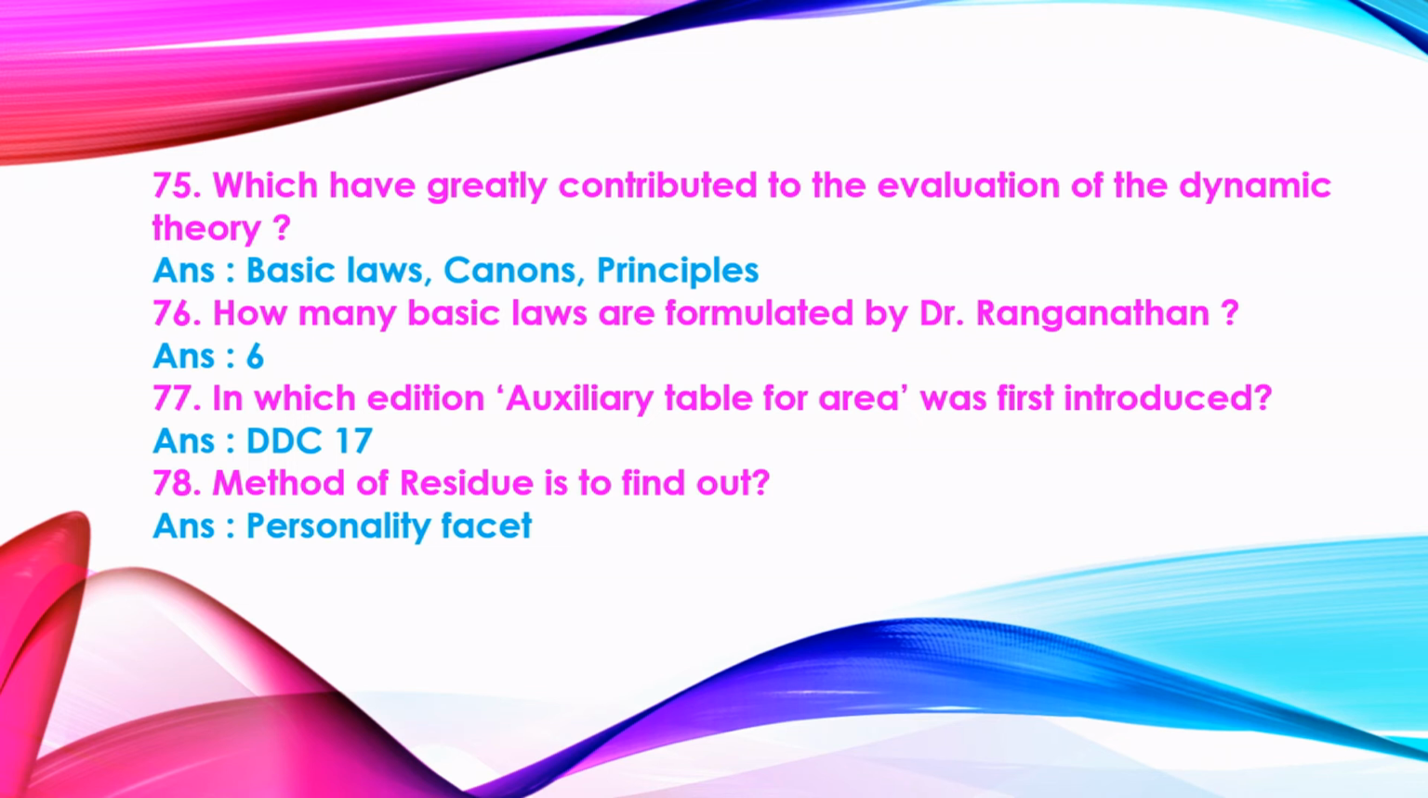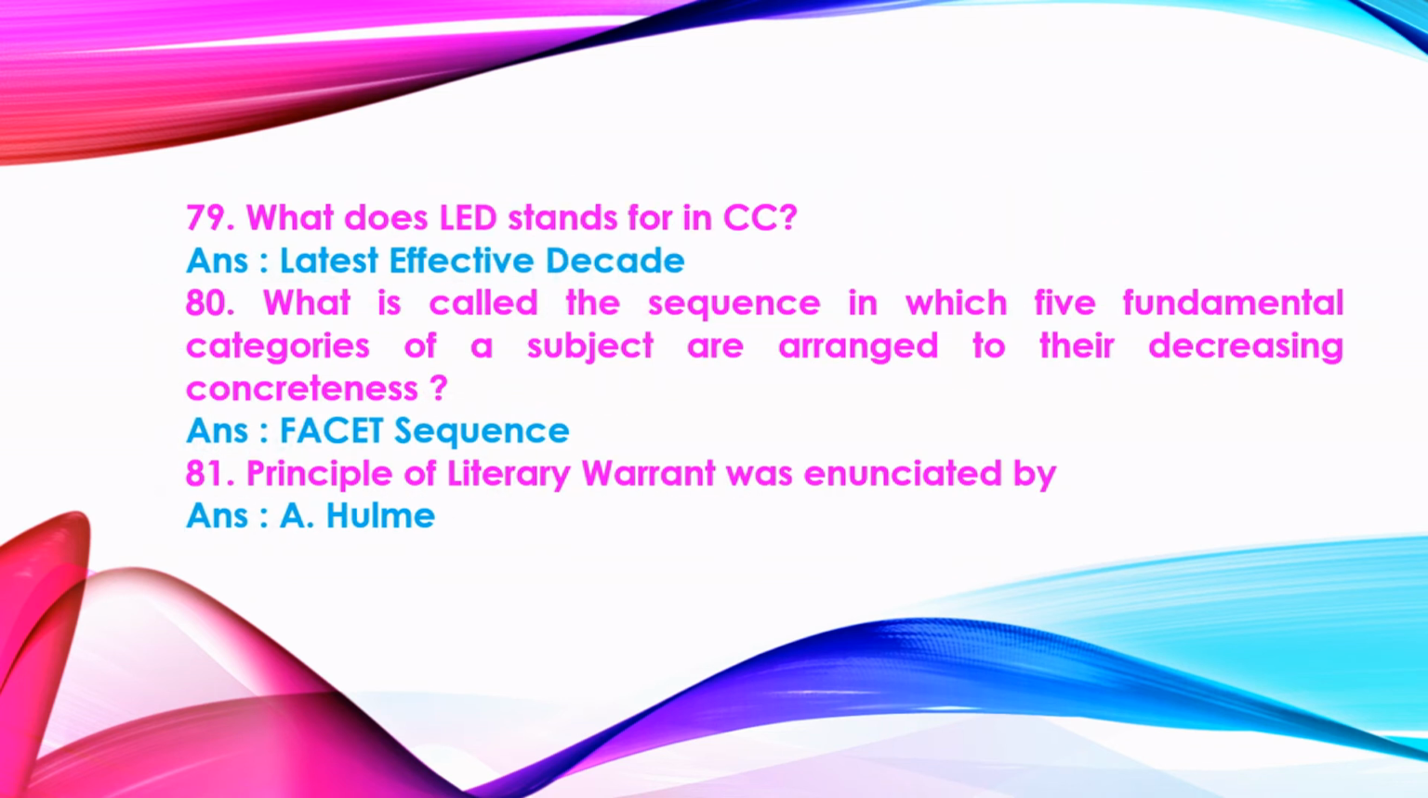How many basic laws are formulated by Dr. Ranganathan? 6. In which edition was the auxiliary table for area first introduced? DDC 17. Method of residue is to find out personality facet. What does LED stand for in CC? Latest effective decade. What is called the sequence in which fundamental categories of a subject are arranged according to their decreasing concreteness? Facet sequence. Principle of literary warrant was enunciated by A.